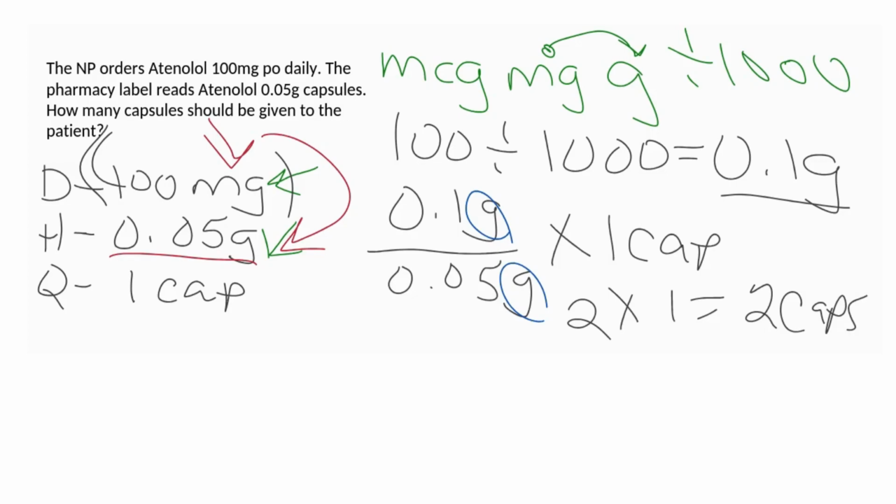So, how many capsules should be given to the patient? 2 capsules. If we give 2 capsules of that 0.05 gram, we will be giving the equivalent of 100 milligrams of atenolol, which is what was ordered.